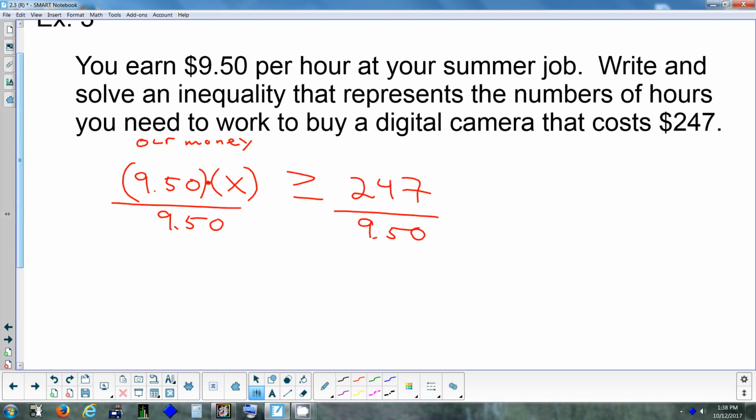Now, could we just do 9.5? Yeah, you could, but it's easier to add the 0. The 0 doesn't matter. We're only putting the 0 because it's money. If this was any other problem, we wouldn't put the 0.